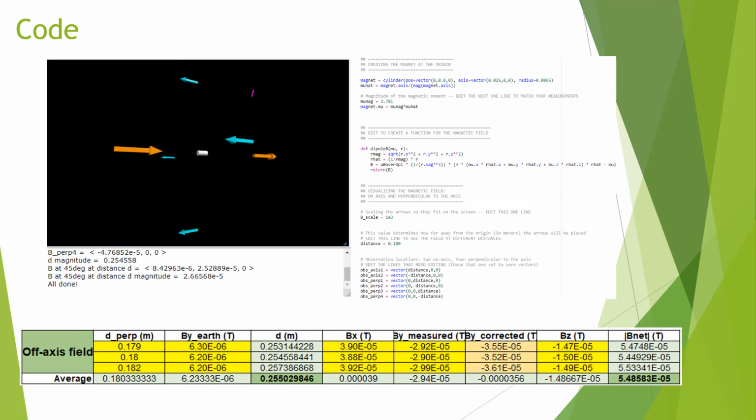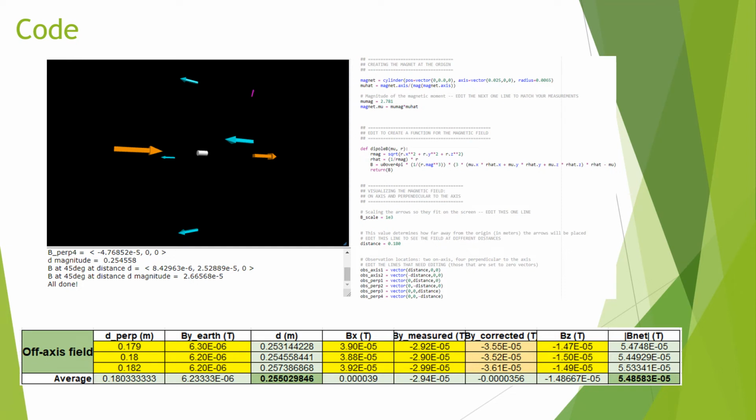Now, this is the computational model that I used in order to model the experiment. I set 7 observation points, 2 which were on axis, 4 which were perpendicular, and 1 which was 45 degrees from the bar magnet, and determined the magnitude of the magnetic field at each using the general formula of magnetic field, which was brought up in the introduction.